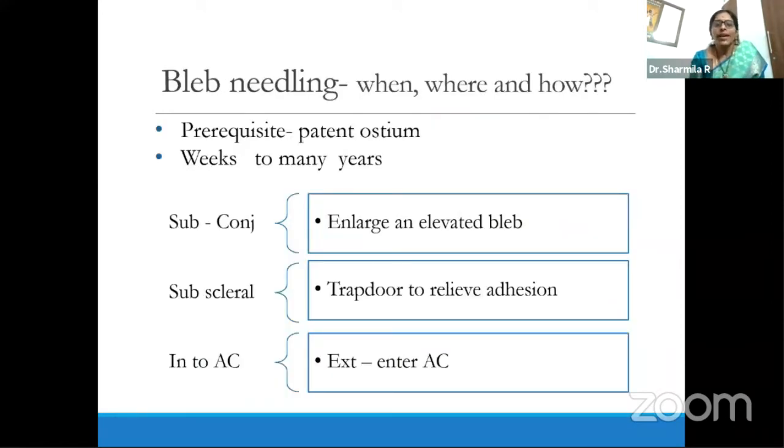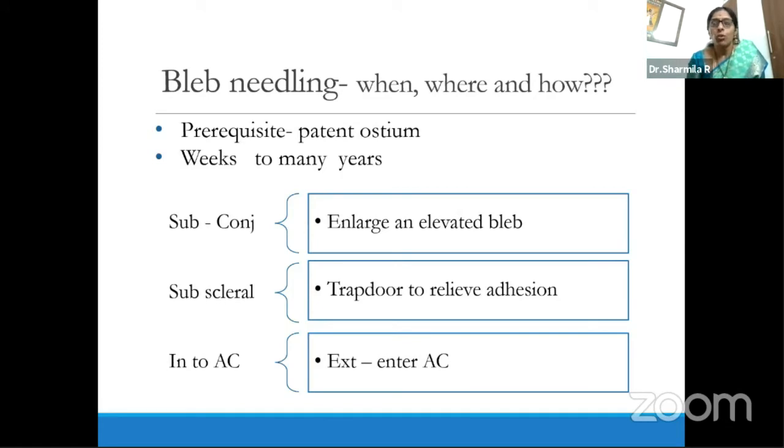So bleb needling, when, where, and how do we do bleb needling? The main prerequisite for doing a needling procedure is we should ensure that the ostium is patent. It can happen as early as weeks, and also it can happen very late as well. So exact identification of the nature of the fibrosis. It could be a subconjunctival fibrosis where we have to just target the subconjunctival area, which causes a little manipulation under the conjunctiva and elevate the bleb, or there may be a subscleral fibrosis where there is a sclera which is adherent to the bed. So because of this, you may have to go under the scleral flap and release the adhesion.